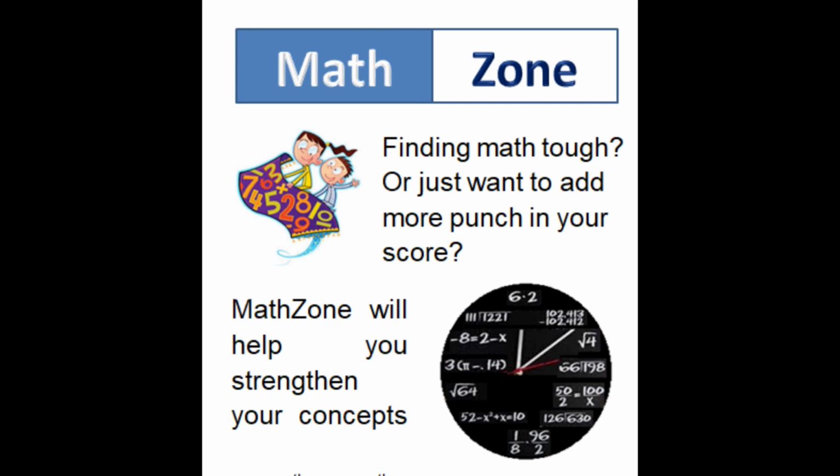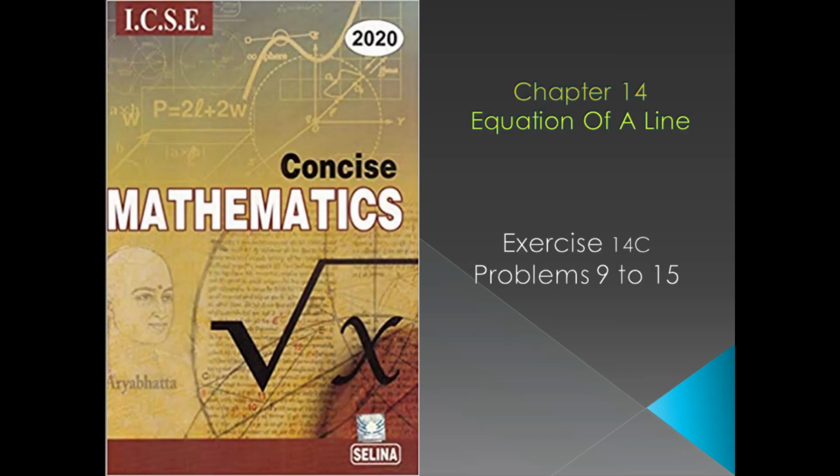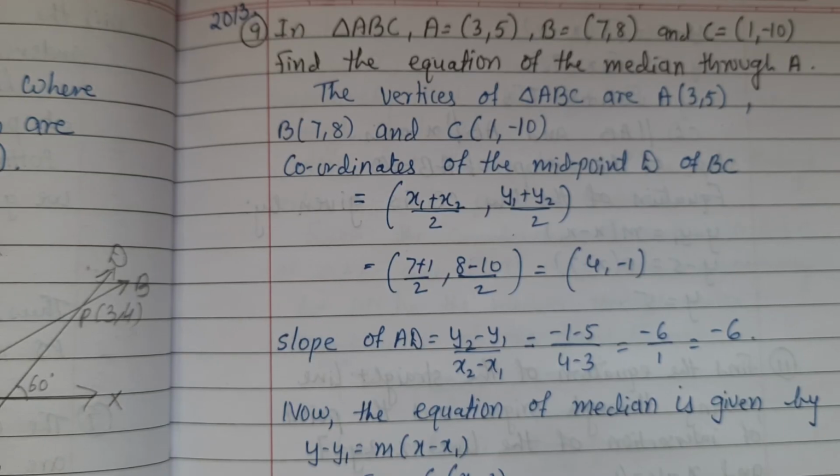Selena, Class 10, Chapter 14, Equation of a Line. Sum number 9. In triangle ABC, A equal to (3, 5), B equal to (7, 8), and C equal to (1, -10). Find the equation of the median through A.